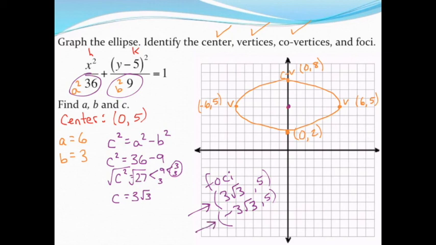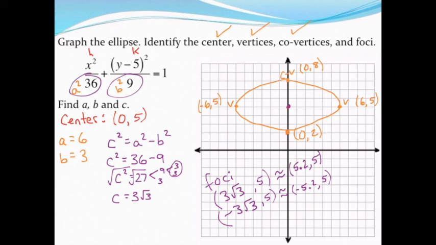The problem is, I don't know how to count 3 root 3, so even though those are nice, exact, accurate answers, if I want to plot this, I'm going to want some approximate answers. So let's use a calculator and find out what 3 root 3 is as a decimal, and similarly negative 3 root 3. And if I do that, I see that that point is approximately 5.2, comma 5, and then obviously negative 5.2, comma 5. And so those I can plot, and I can make sure that those do end up inside the ellipse.